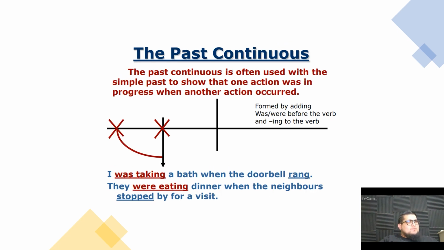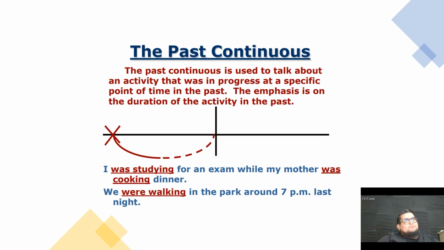Past continuous. The past continuous is often used with the simple past to show that one action was in progress when another action occurred. Formed by adding was or were before the verb, and you need to add ing to the verb. For example, I was talking when the doorbell rang, or they were eating dinner when the neighbors stopped by for a visit.